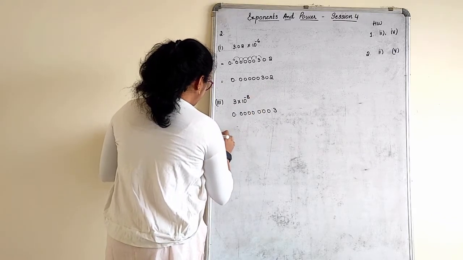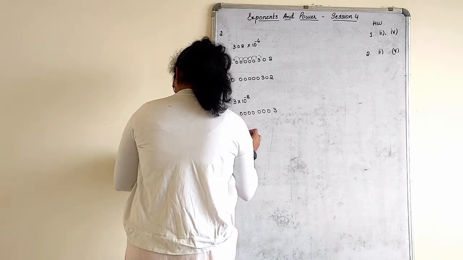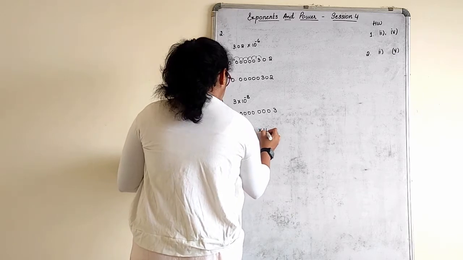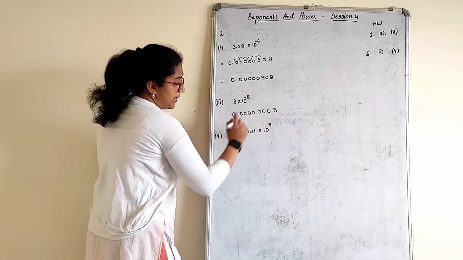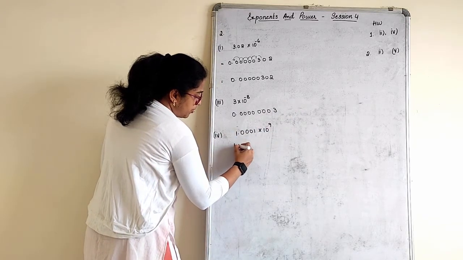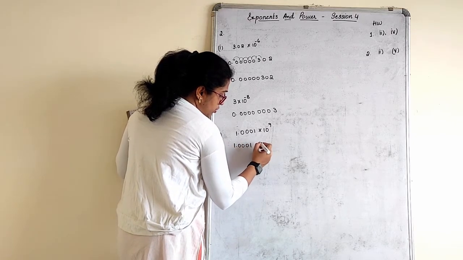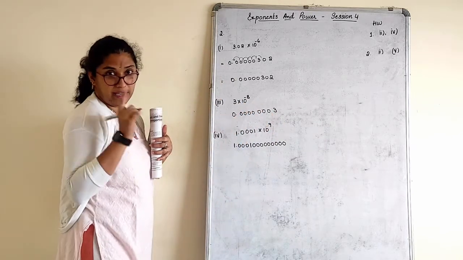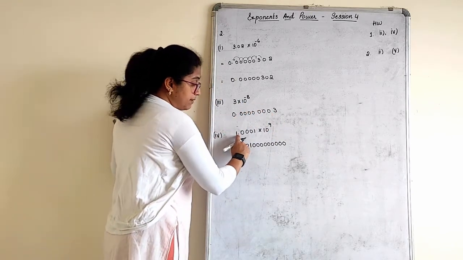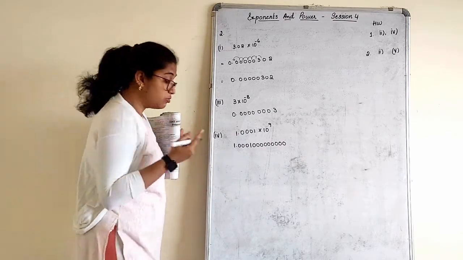Fourth one, 1.0001 into 10 raised to 9. Okay, 10 raised to 9 is followed by 9 zeros. What we will do now is 1.0001 into 10 raised to 9, right? So 1, 2, 3, 4, 5, 6, 7, 8, 9. Okay, if I write like this, what will happen? Here the point is already there. So this is not the way to write. Count those zeros and then count 9.